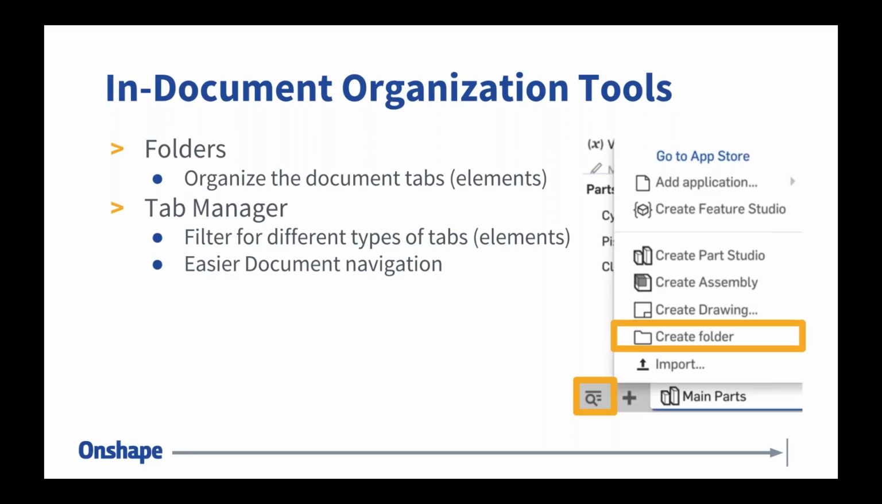The reason I bring this up is you can use the tab manager and do a search. You can filter by element types. It's a much easier way to find what you're looking for than just hunting with your cursor along the bottom of the screen. So these are two in-document organization tools that can really make a difference, especially as you start to grow in the document size.